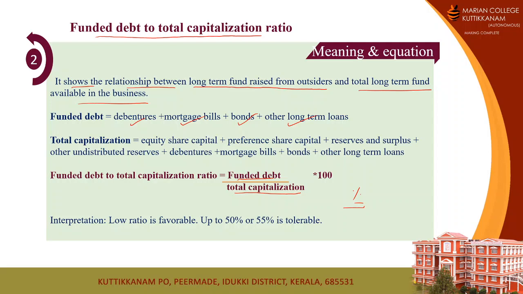The total capitalization includes share capital as well as reserves like capital reserve, general reserve, capital redemption reserve, security premium account, etc. And also our long-term funds like debentures, mortgage bills, bonds and other long-term loans. And how can we interpret this ratio? It is always better to have a low ratio, which is considered favorable.